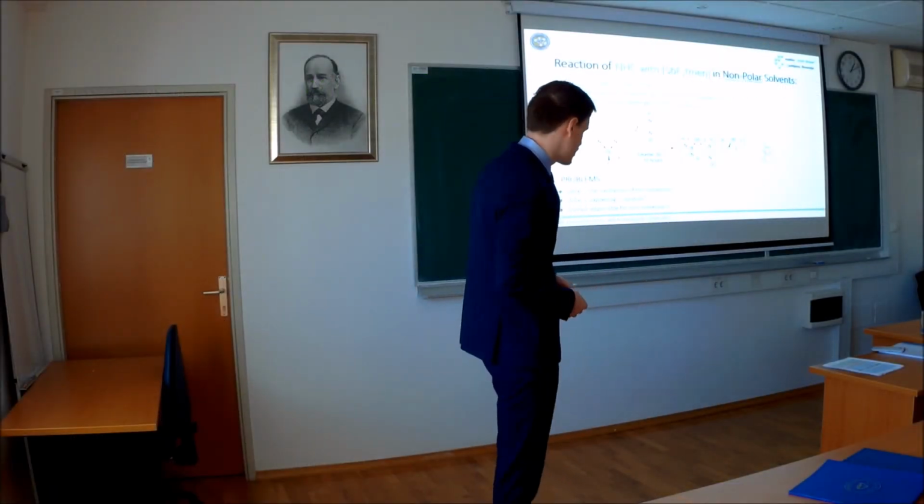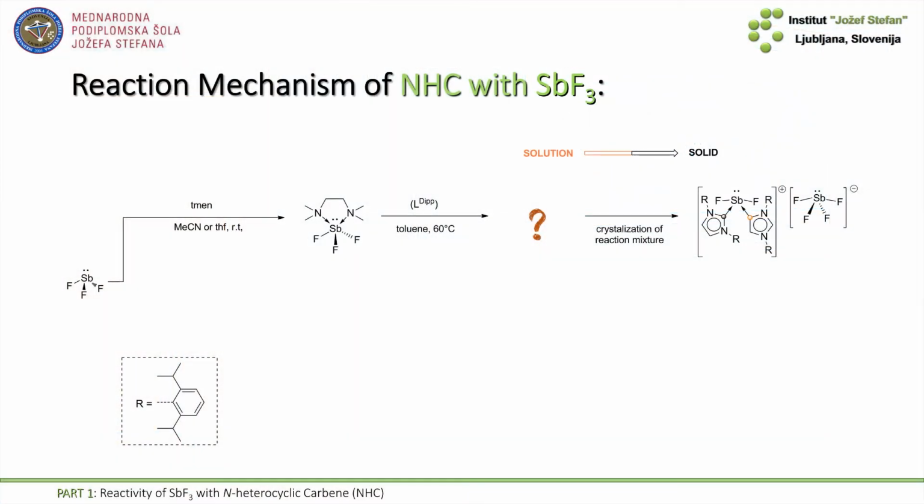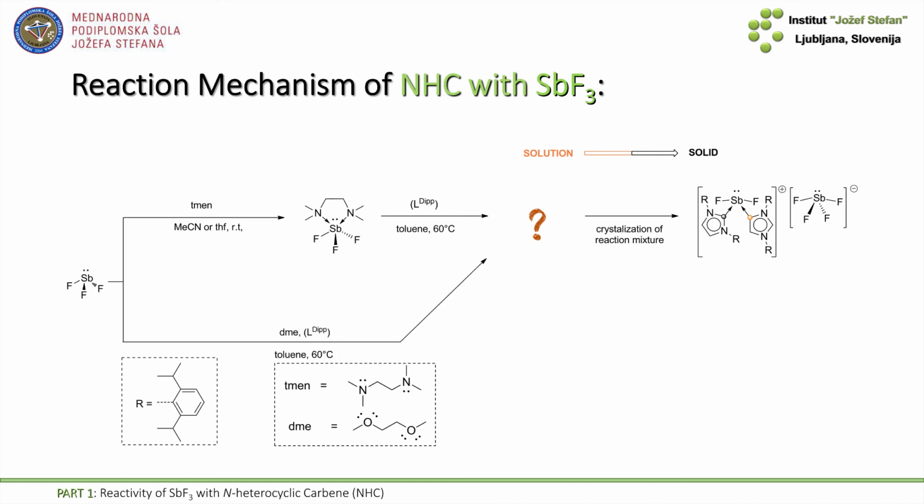And more directly, we wanted to know if this auxiliary ligand that helped us with solubility is responsible for such transformation. We wanted to test this, and we said, why don't we, instead of the amine ligand, use dimethoxyethane? It is also a coordinating ligand, and when we did this reaction, it got us the same result.